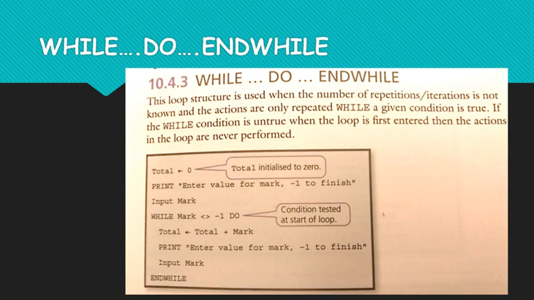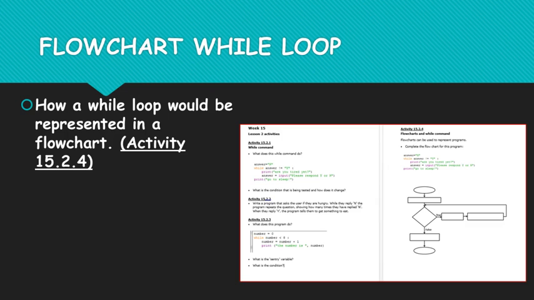Okay, so let's have a look at the fourth activity, 15.2.4, which is after that. Now we have a while loop and how it will be represented within flowcharts. So I want you to have a look at that and complete the flowchart for a given program. Yeah, so I'm going to pause this and I'll go through the solutions in a minute.